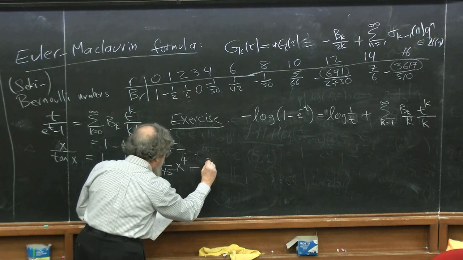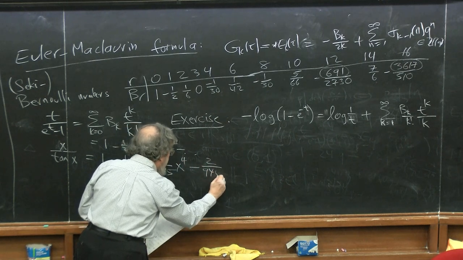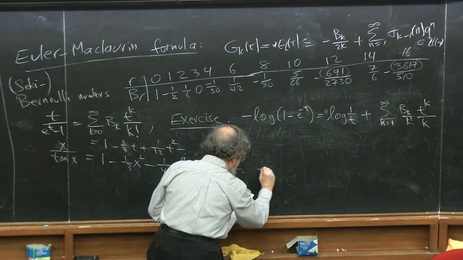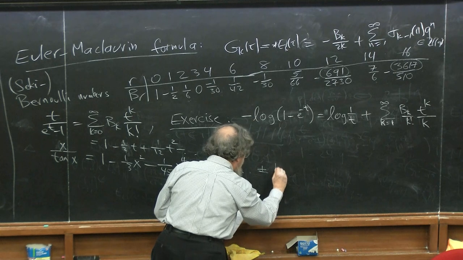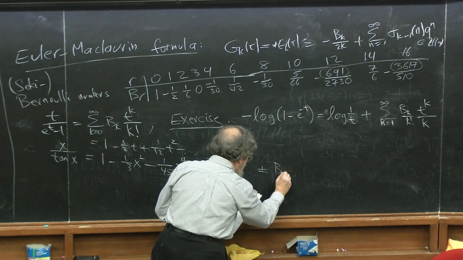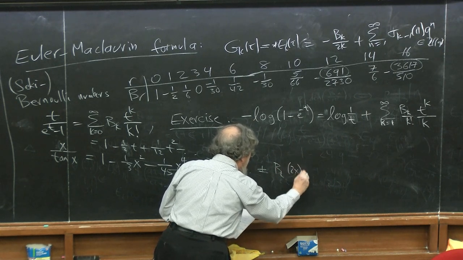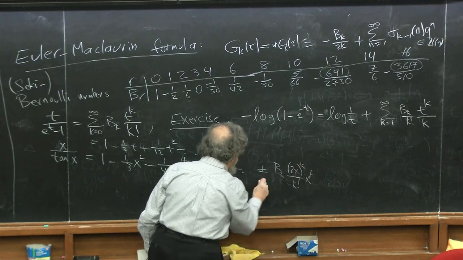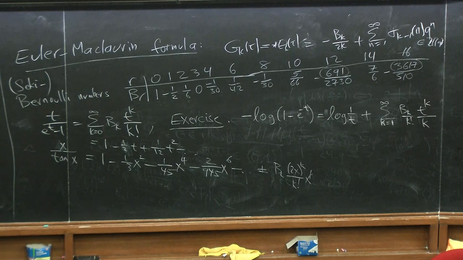Of course, it's an even function. So it's plus or minus, depending on the sign, b_k times, I think now it's (2x)^k over k factorial x^k. And the plus or minus depends on whether k over 2 is even or odd. OK, so those are kind of different ways of defining.